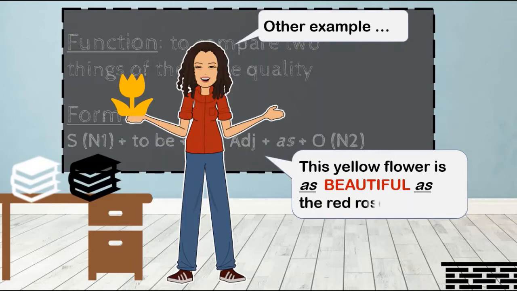This yellow flower is as beautiful as the red rose. Right, so you want to compare these two flowers, the yellow one and the red one, and you want to say that both have the same beauty. The quality here is the beauty of these flowers. You can also say the red rose is as beautiful as the yellow flower. If you exchange the position between the first noun and the second noun, the meaning will still be the same.